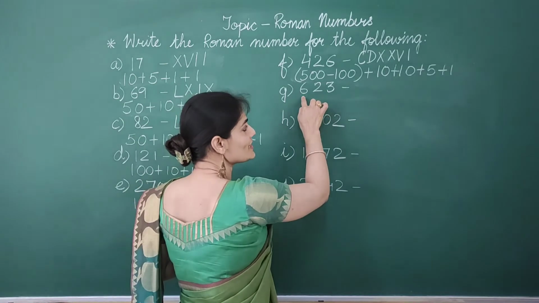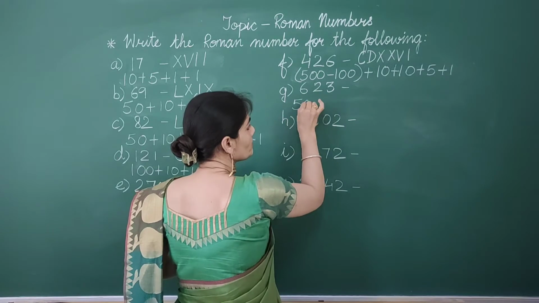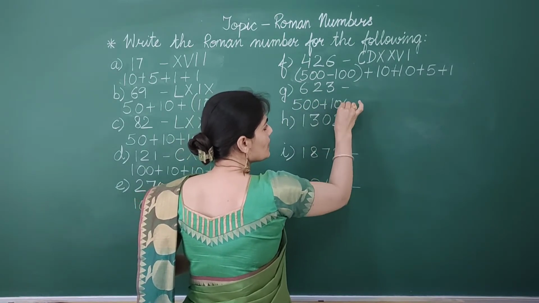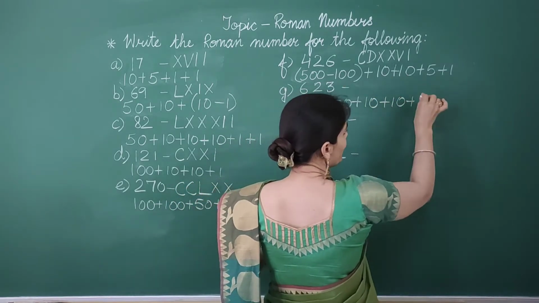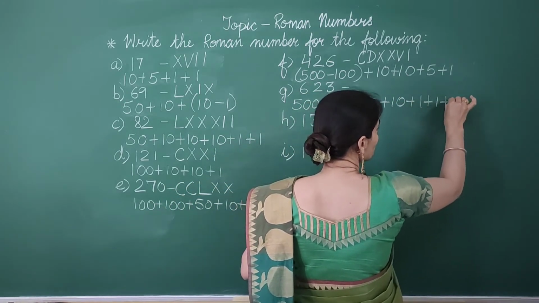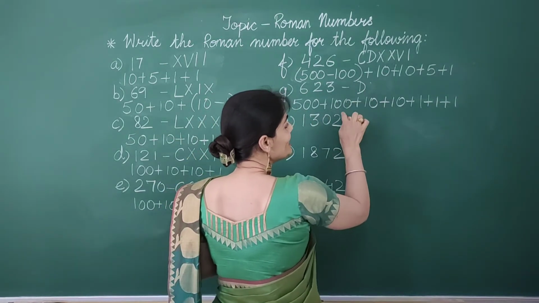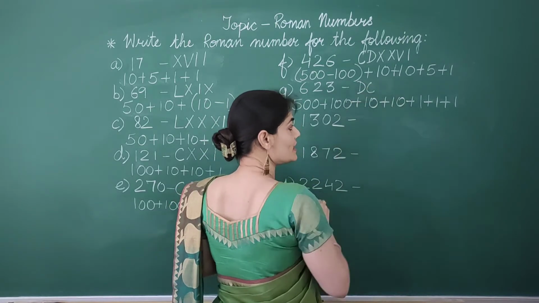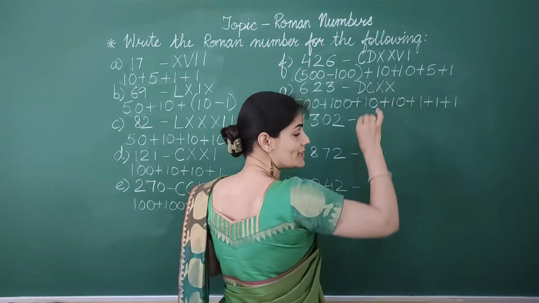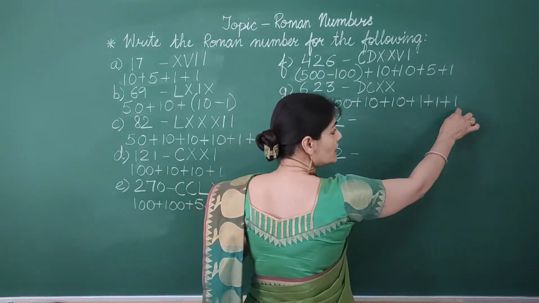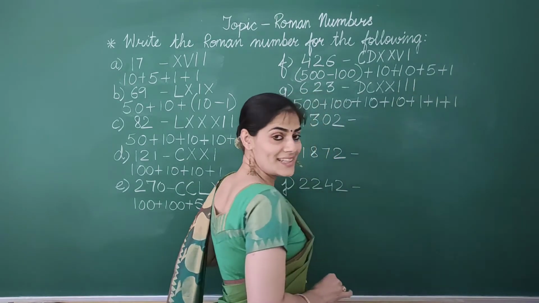The next number is 623. So 600 can be broken as 500 plus 100 plus 10 plus 10 plus 3 can be written as 1 plus 1 plus 1. So what is the symbol for 500? It is D. Symbol for 100 is C. Symbol for 10 is X. So there are two 10s. I am required to put X two times. There are three 1s. So the symbol for 1 is I. I am going to write I three times.